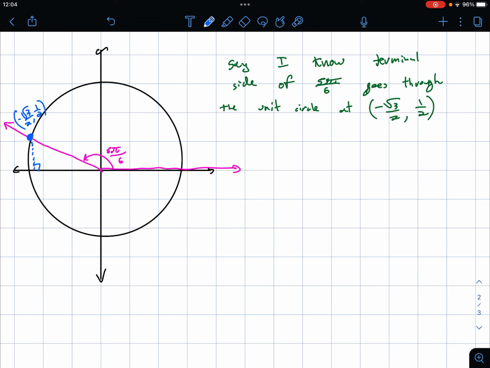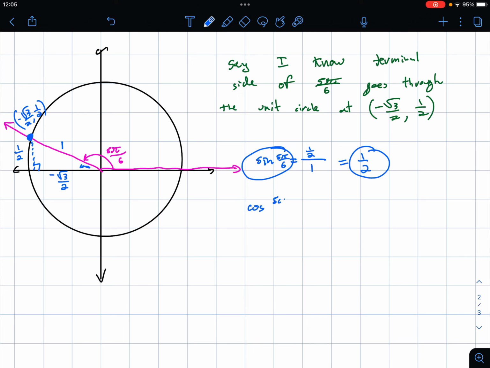So if I draw my triangle the way I've been doing, and I have my reference angle, and I have my hypotenuse, which must be 1 because we're on the unit circle. My opposite is 1/2, and my adjacent is negative square root 3 over 2. Then sine of theta is equal to the opposite, 1/2, over the hypotenuse, which is 1. But anything divided by 1 is itself. So sine of theta is 1/2. And when I say theta, I should be saying that sine of 5 pi over 6 is 1/2.